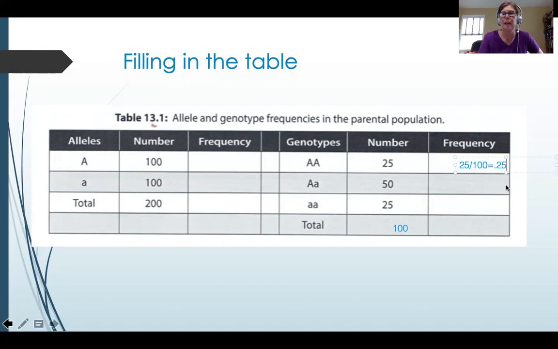Then I'm going to do the same thing for my 50. 50 divided by 100 gives me 0.5. And then I'm going to do my last column, which should be the same as the first one, right? 25 divided by 100, which is 0.25. Now notice this adds up to 1, or 100%. It better, because if it doesn't, you're missing some individuals in your count.